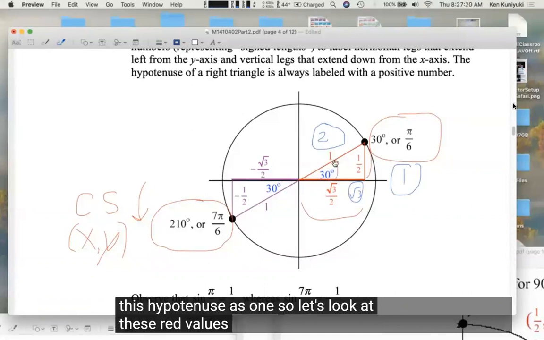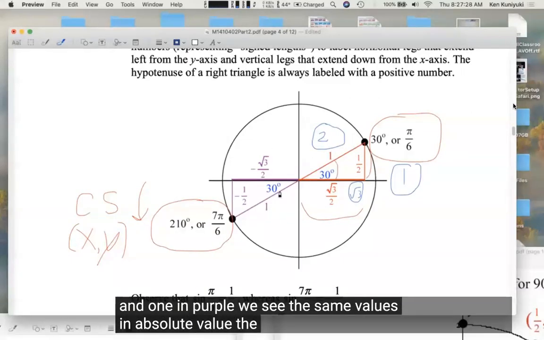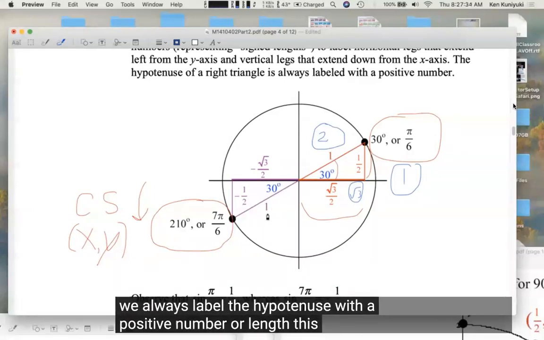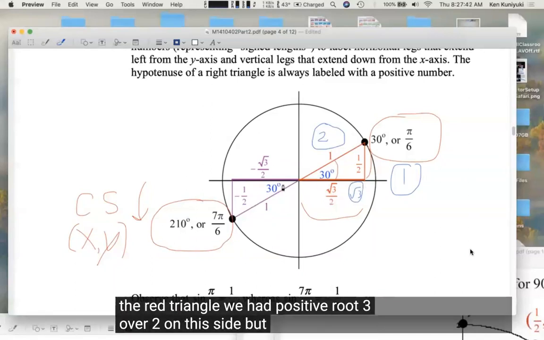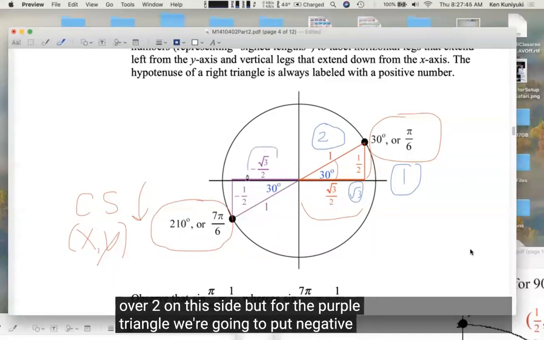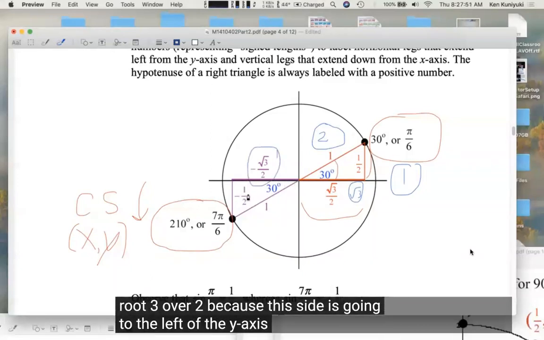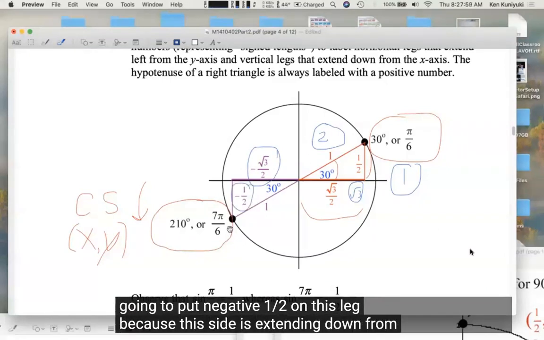So let's look at these red values here. 1/2, root 3 over 2, and 1. In purple, we see the same values in absolute value. The hypotenuse is always positive. We always label the hypotenuse with a positive number or length. This could be 1 meter, let's say. But take a look. On the red triangle, we had positive root 3 over 2 on this side. But for the purple triangle, we're going to put negative root 3 over 2 because this side is going to the left of the y-axis. Likewise, we're going to put negative 1/2 on this leg because this side is extending down from the x-axis.